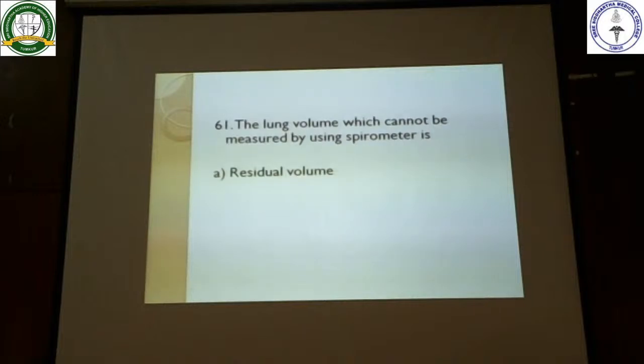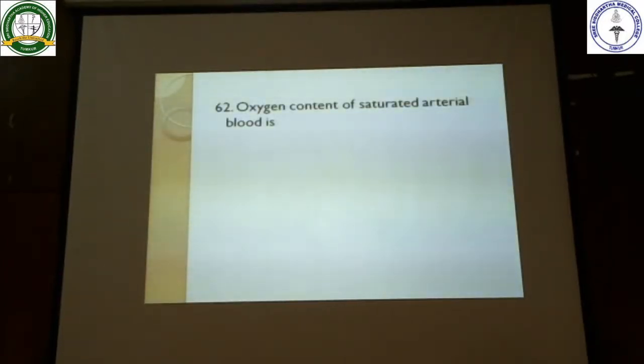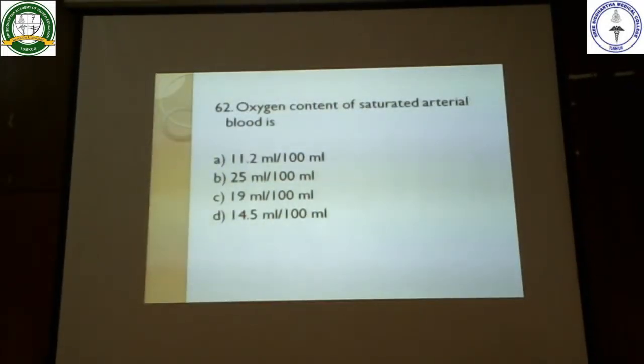The lung volume which cannot be measured by using a spirometer. I discussed this one before. The options are residual volume, vital capacity, inspiratory reserve volume, tidal volume. Except residual volume and FRC, you can measure all other lung volumes and capacities by using the spirometer. So the answer is residual volume. Oxygen content of saturated arterial blood is 11.2 ml per 100 ml, 25 ml per 100 ml, 19 ml per 100 ml, or 14.5 ml per 100 ml. So the answer is 19 ml per 100 ml.